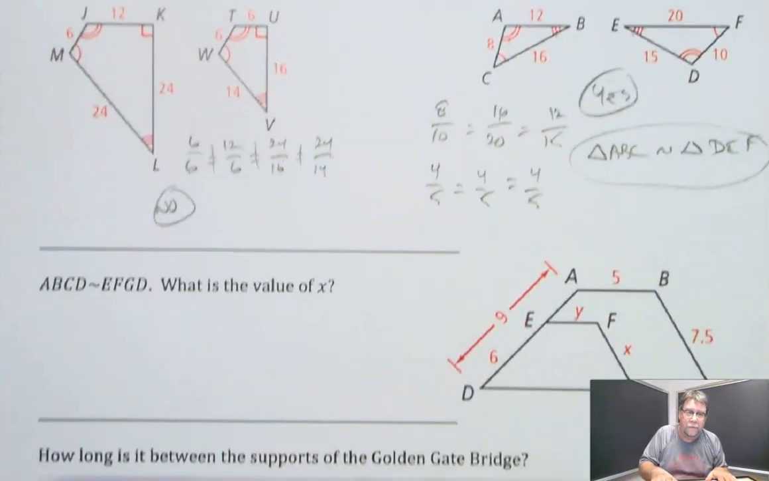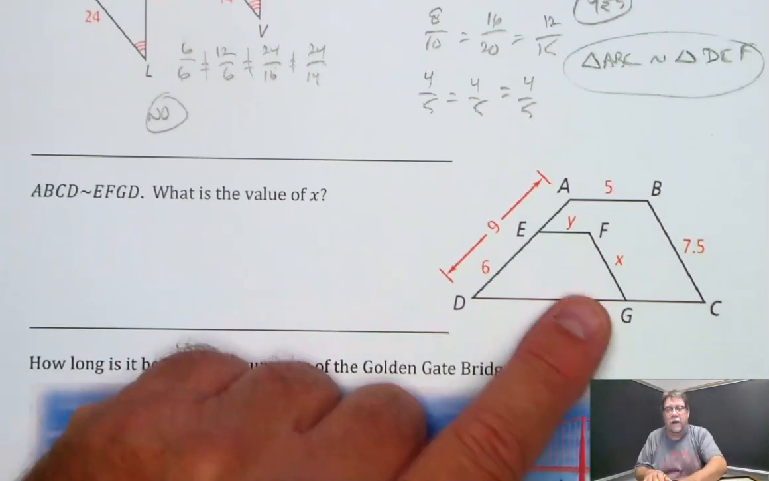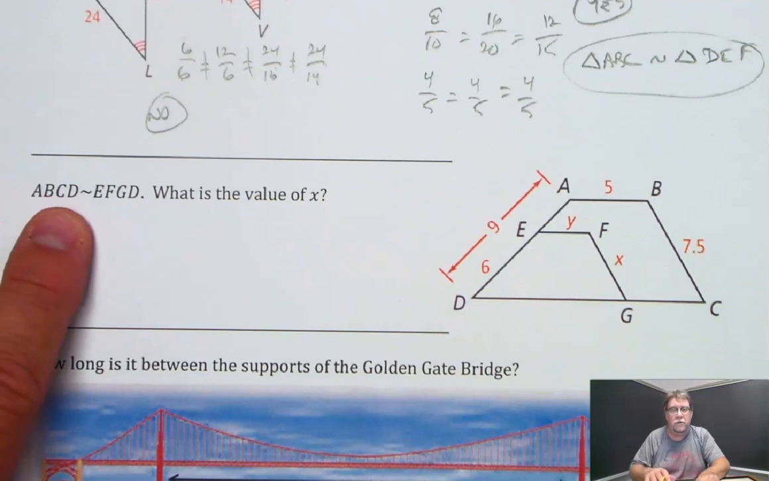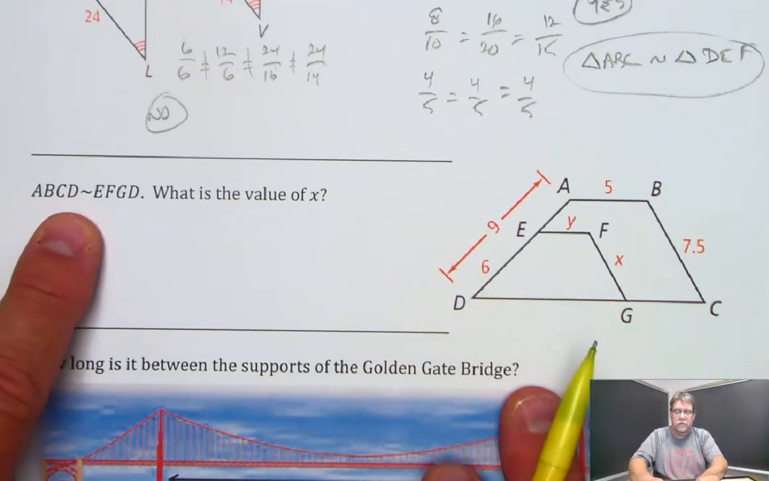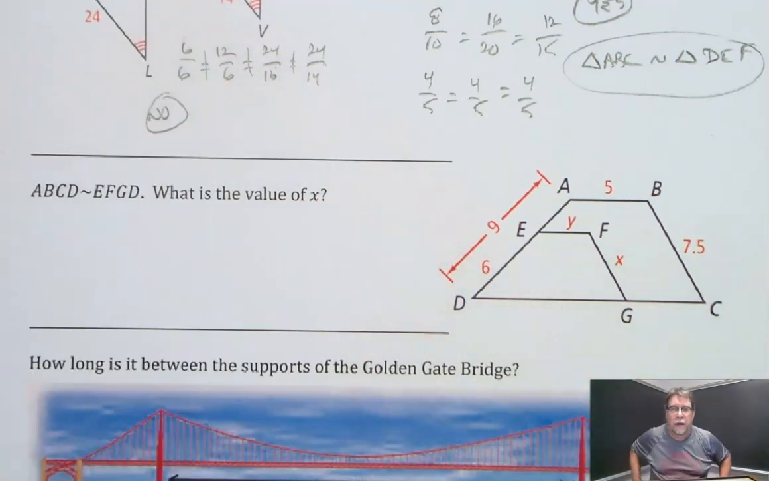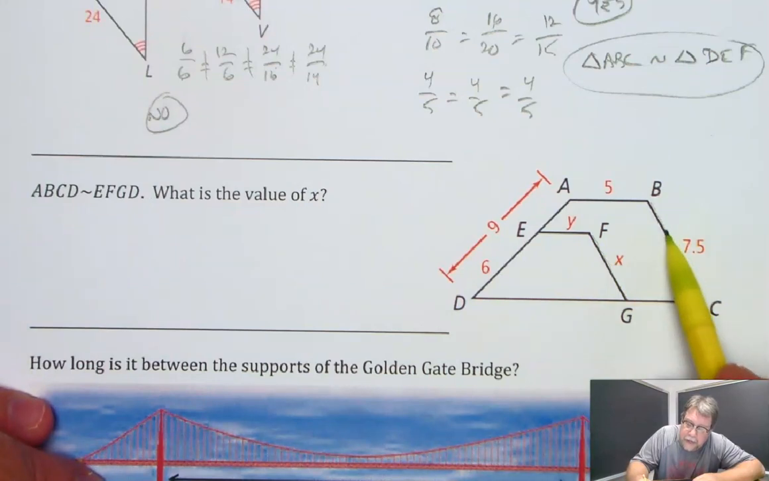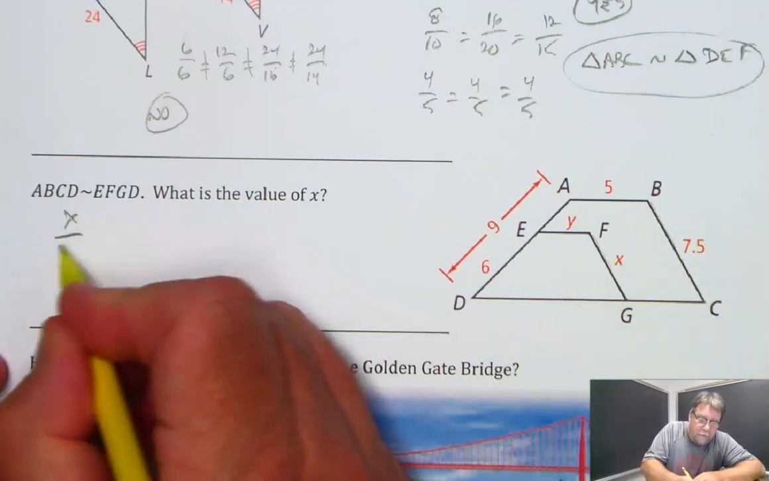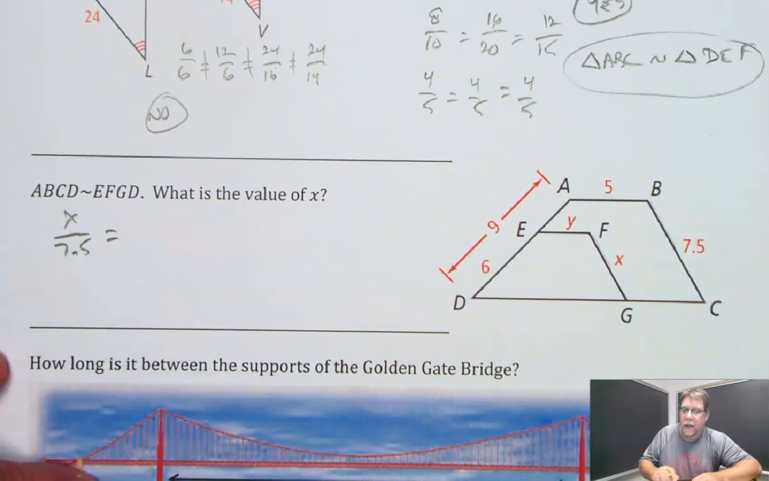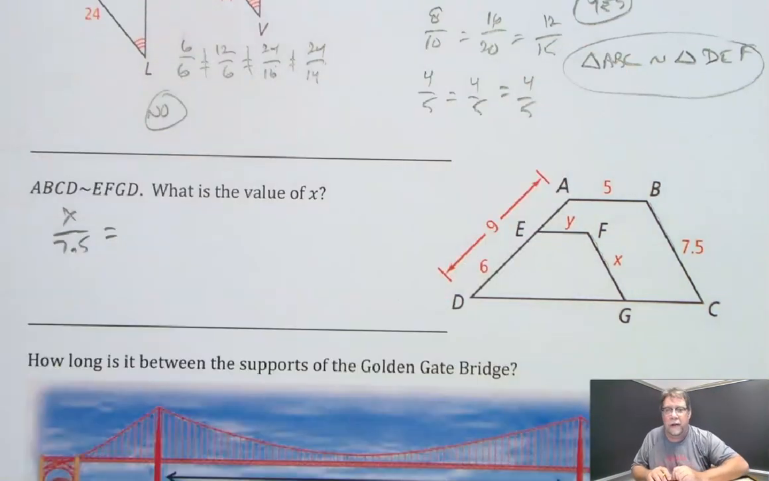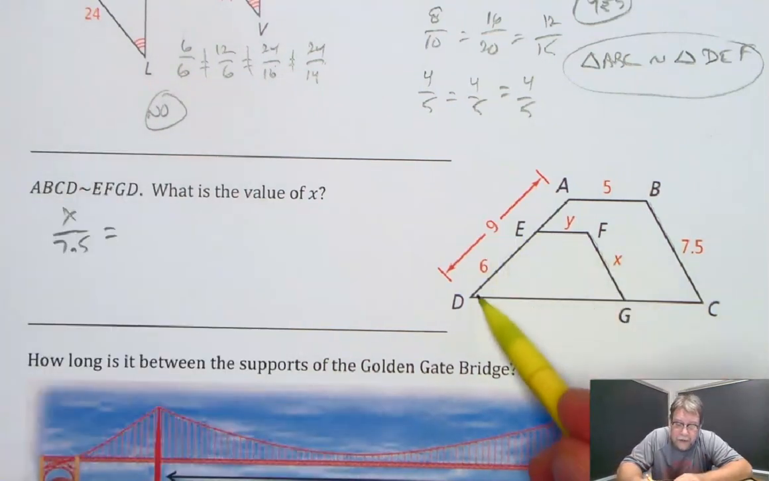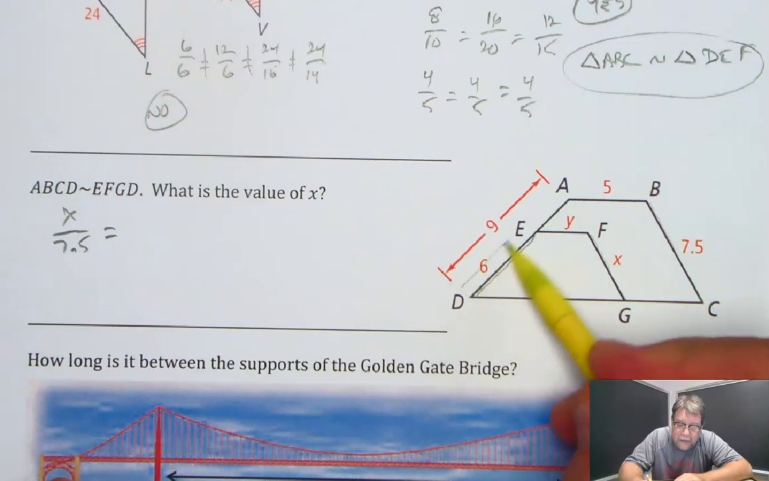The next example, the question is, what is the value of x? We're saying that the 2 shapes are similar. So that means all the angles are congruent and the sides have to be proportional. So I'm going to go ahead and compare this x with its corresponding side right here. So I'm going to write x over 7.5, and then I'm going to find another set of corresponding sides that I know the 2 lengths for. And that's right over here. This length is 6, and this length is 9.